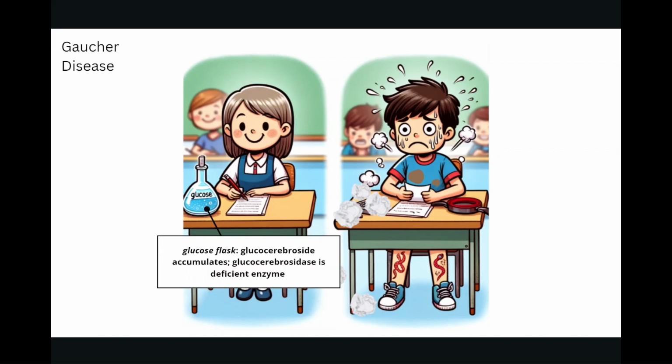On the girl's desk, we have a flask of glucose solution. Glucose should help you remember that glucocerebroside accumulates, and glucocerebrosidase is the deficient enzyme.